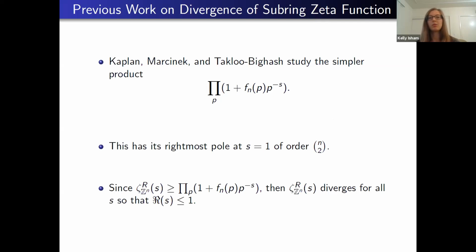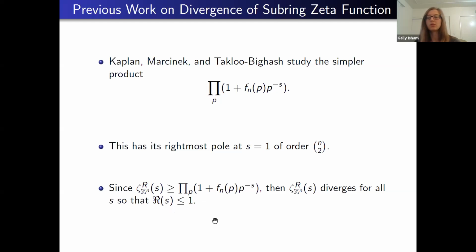And since the subring zeta function has to be strictly greater than whatever this value is for all values of s, we know that the subring zeta function diverges when the real part of s is less than or equal to 1. So this is an initial result, and we're getting that this bound is a constant. The constant is 1.